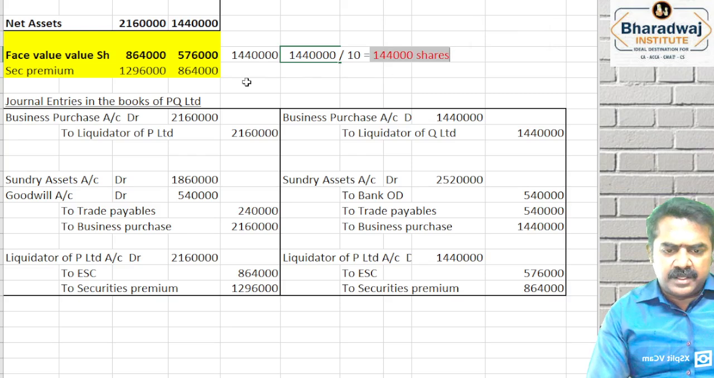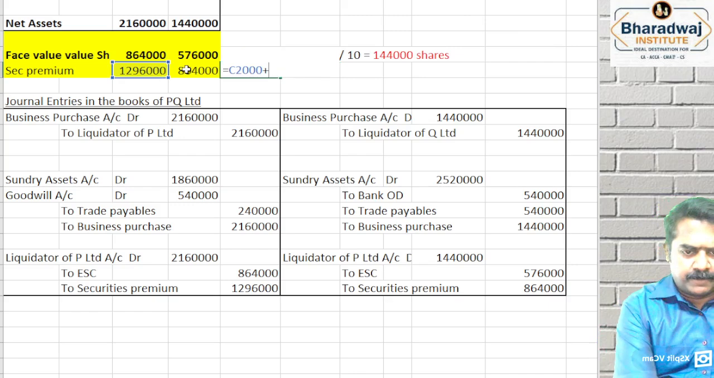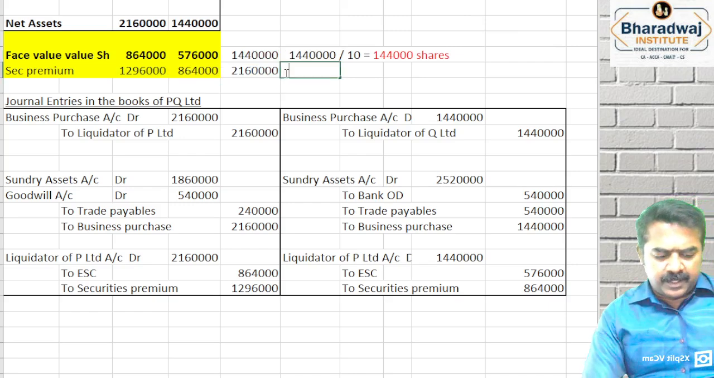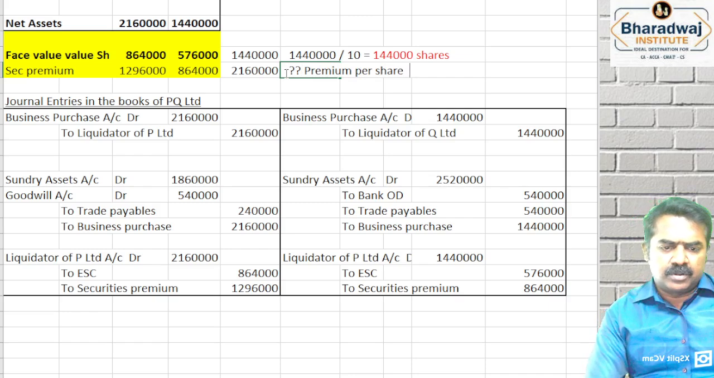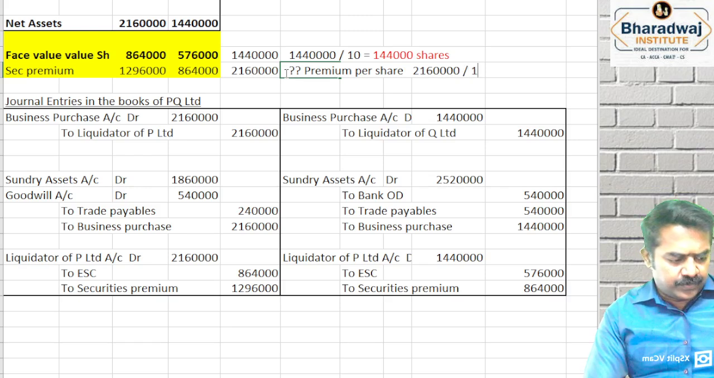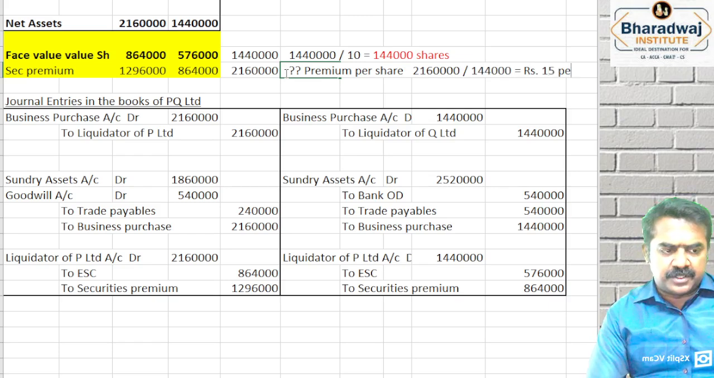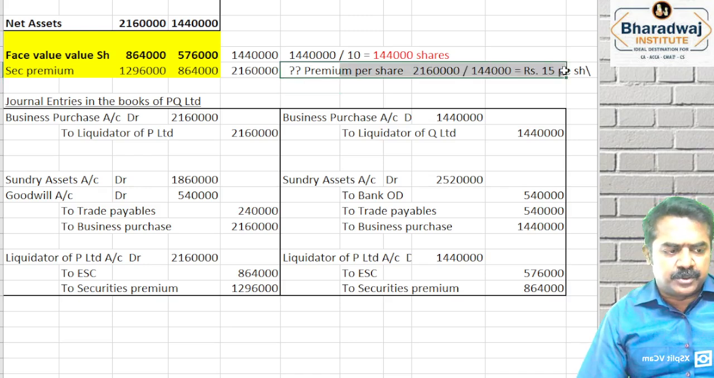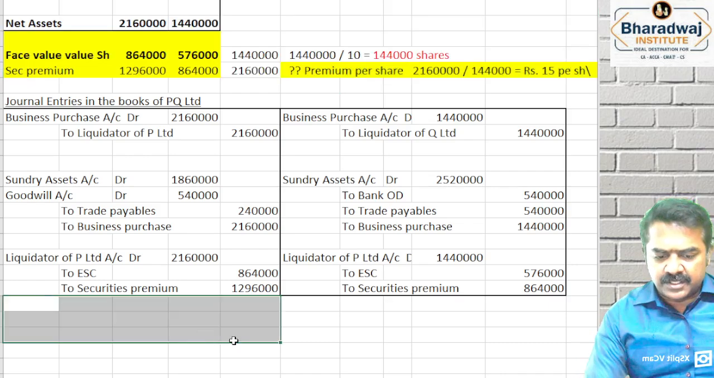Which means what is the total premium? So what will be the premium per share? How to work out? 21,60,000 divided by 1,44,000 shares. Now we issued at what? 15 per share. At the same premium, we are going to issue the shares in the market.